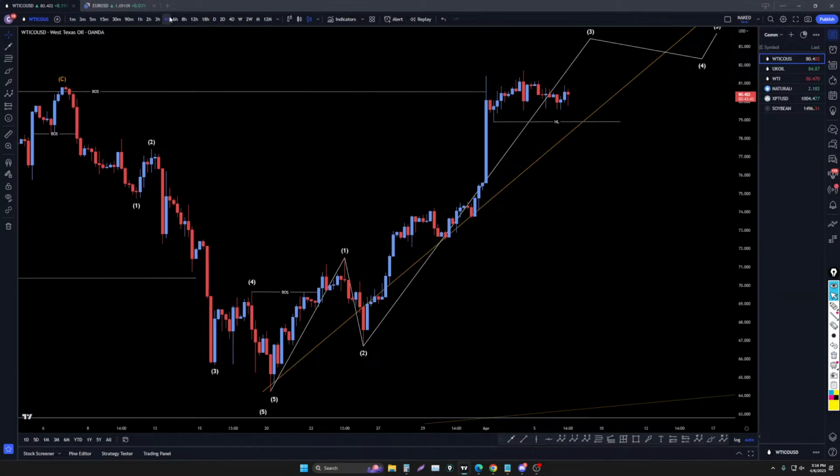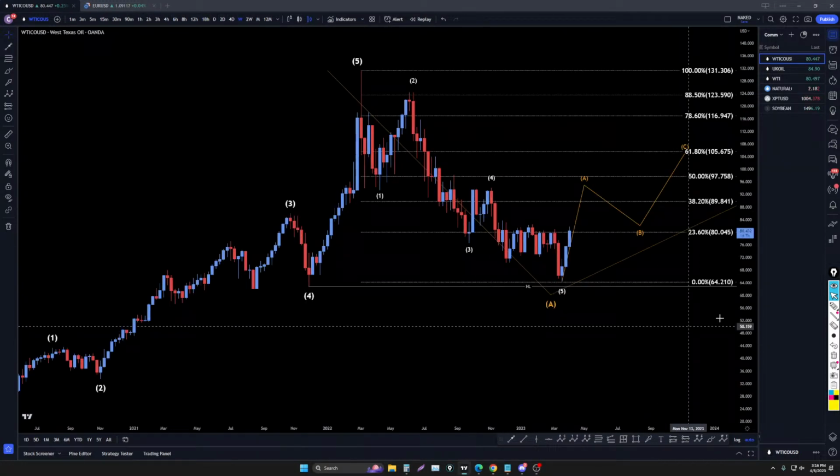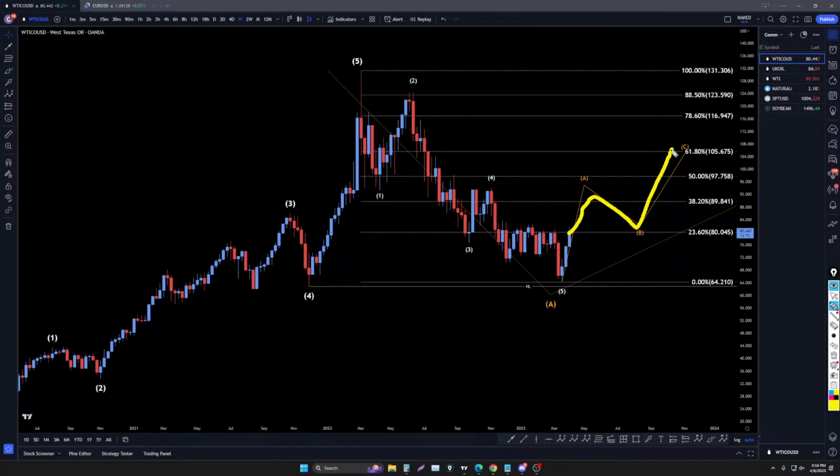I really do think there's probably going to be a major lack of volatility, probably right until the beginning to middle of next week because of all these holidays. But on the higher time frames, I still think that we're probably going to go up and make an A, B, C correction, which probably goes all the way up to one of these levels, and it's probably going to be a wave B.